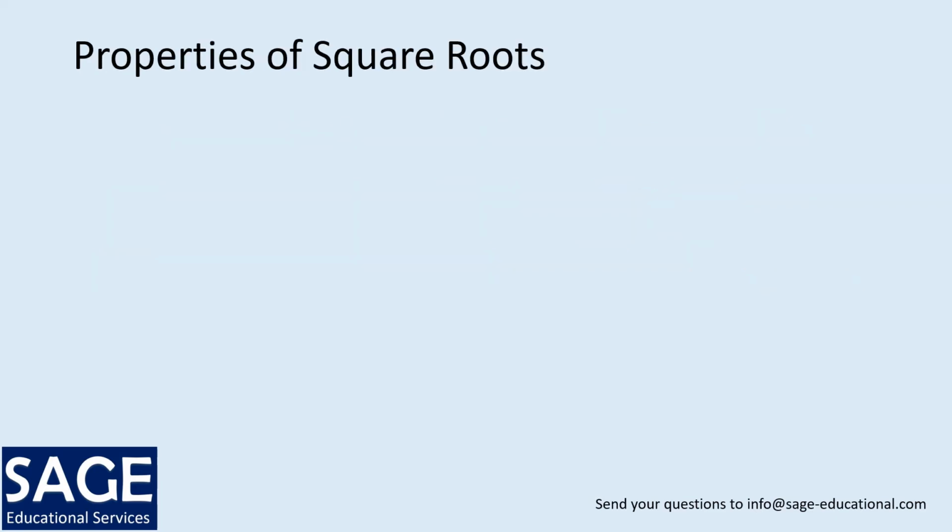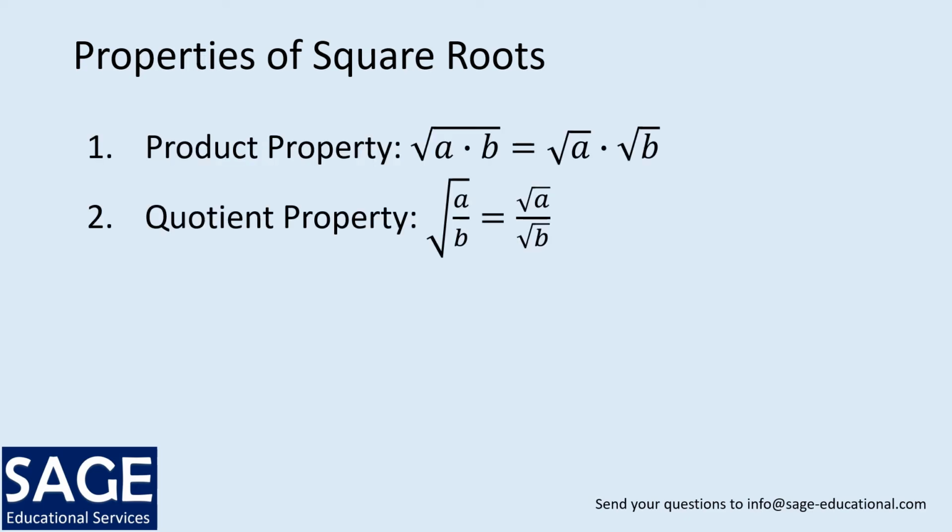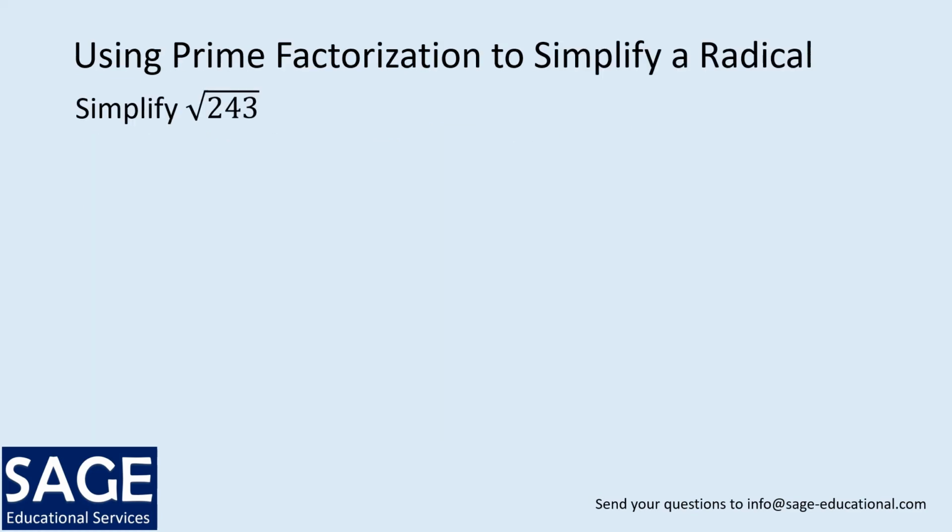Now there are two properties of square roots which we will be using. The first is called the product property. The square root of a times b is equal to the square root of a times the square root of b. And the other is the quotient property. The square root of a over b, or the square root of a divided by b, equals the square root of a divided by the square root of b.